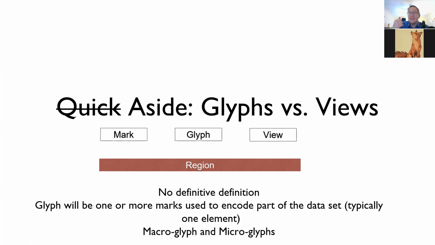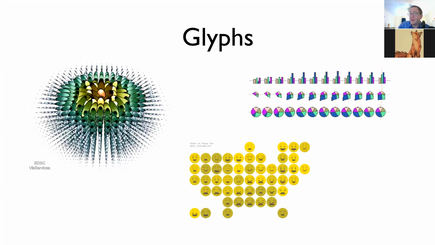But a glyph is using one or more marks to encode data in a data set, normally one element at a time. And I can have macroglyphs or microglyphs. I'll get to that in a second. But effectively, a glyph is a way of encoding a whole lot of data for an item. It's an item with a bunch of attributes associated with it. Perhaps an example is the best thing to go with.